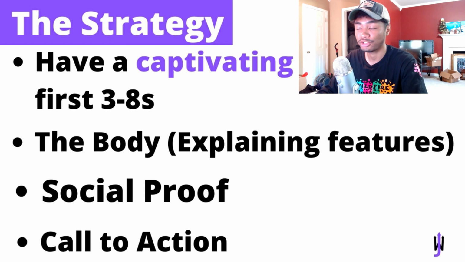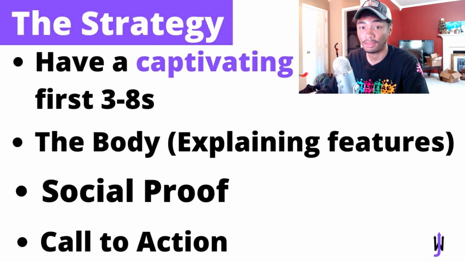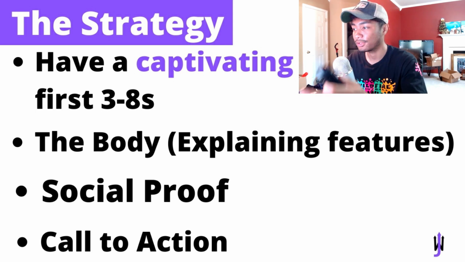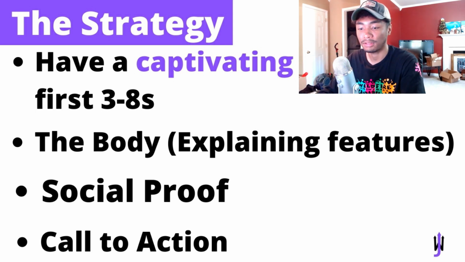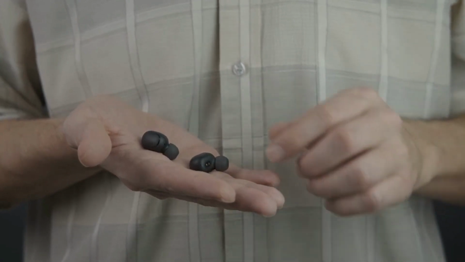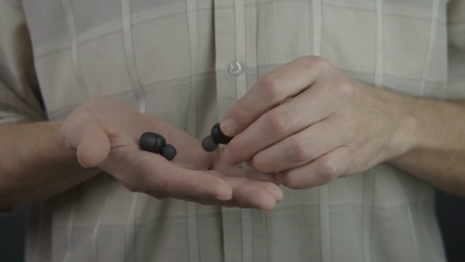So first off, the strategy is having a captivating 3 to 8 seconds. As you know, any successful Facebook ad that you see always has a first 3 to 8 seconds that are very captivating and catch your attention and keep you from scrolling. And then the body of the ad. Let's say we're trying to sell these Bluetooth headphones. It'll explain exactly how they work, whether they're waterproof or not, and the longevity of the battery.